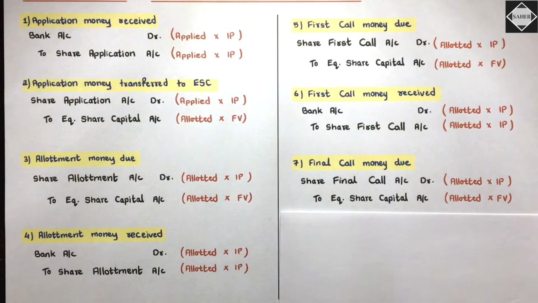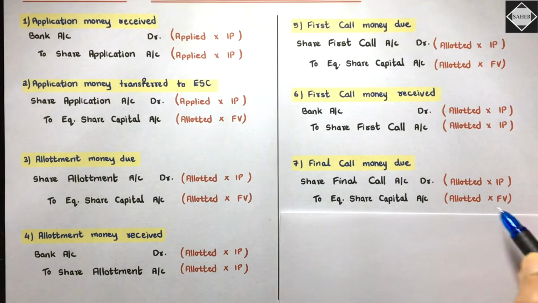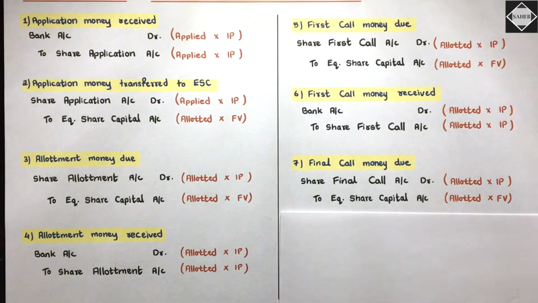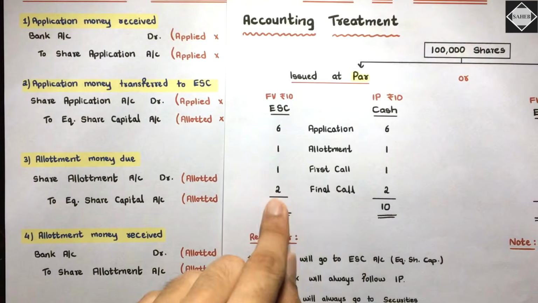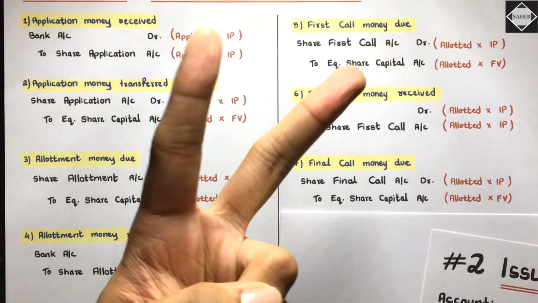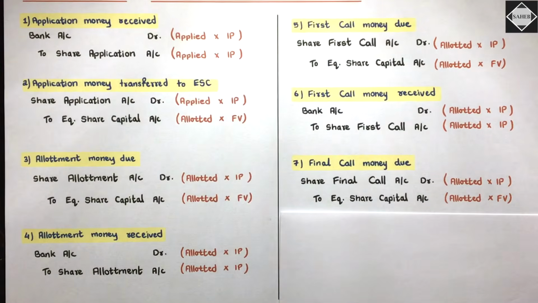Really easy. Yeah, 1 lakh shares we have allotted into face value. The final call part of face value, see, is 2 rupees. So 1 lakh into 2 means 2 lakh. Yeah, so we have to increase the capital by 2 lakh. Really easy. Why? Because the share final call is due. Understood? Easy.